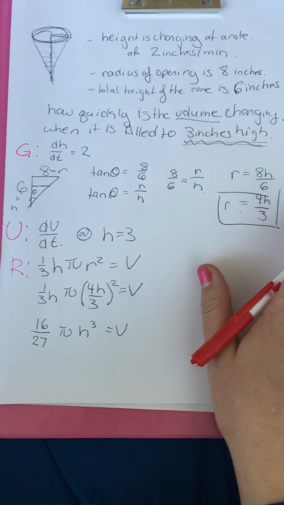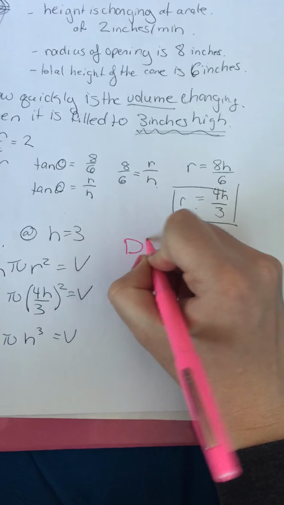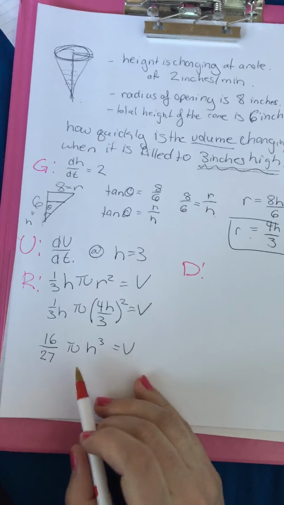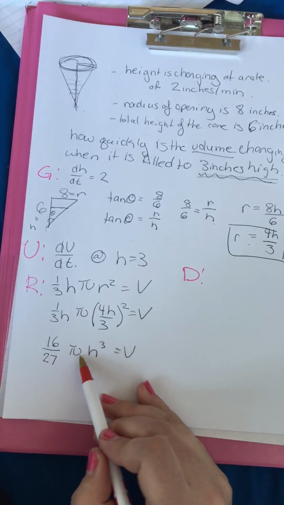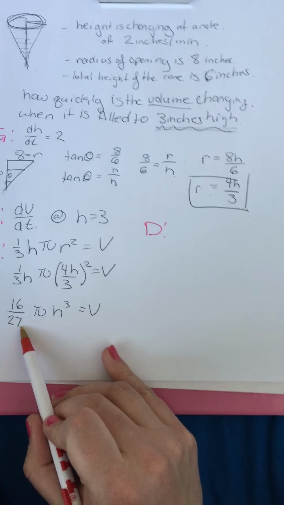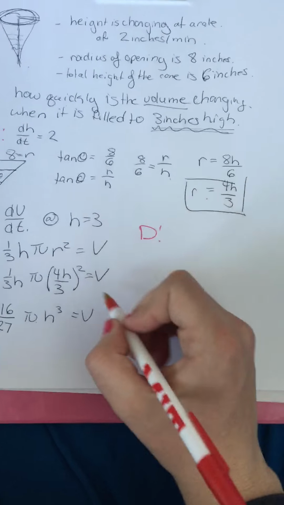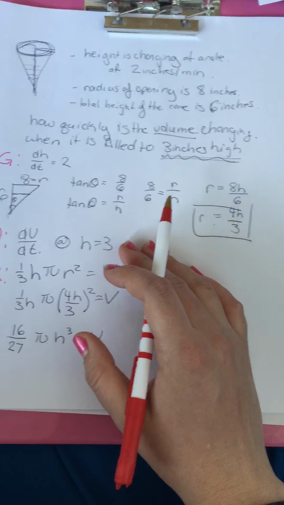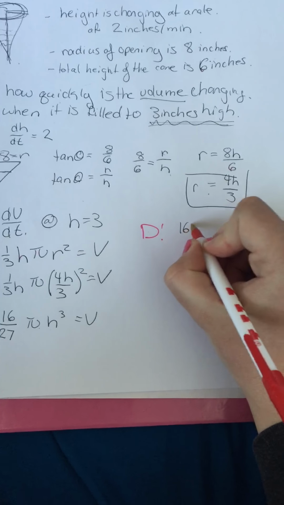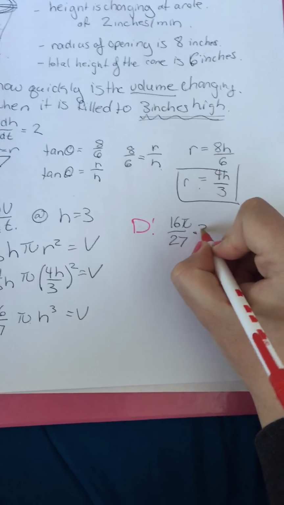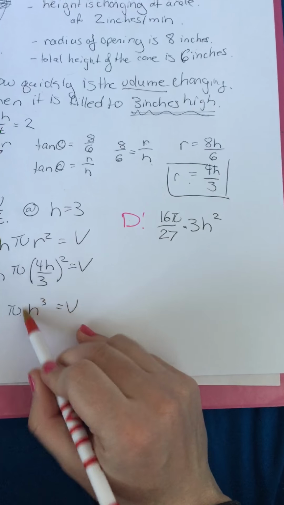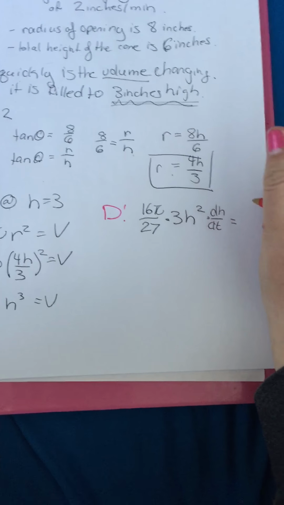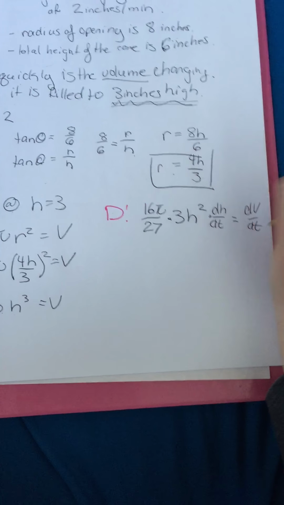So this is our relation. What's next? The derivative. We're going to do implicit differentiation. So 16 over 27 times pi is a constant, so it stays. Then for the h, we have to do the derivative of the outside first, because when we're doing implicit differentiation, we always have to apply the chain rule. So we get 16 pi over 27 times 3h squared, because of the derivative, times the derivative of h itself, so dh by dt, and that's going to equal dV by dt.